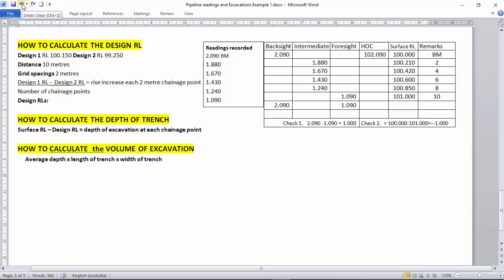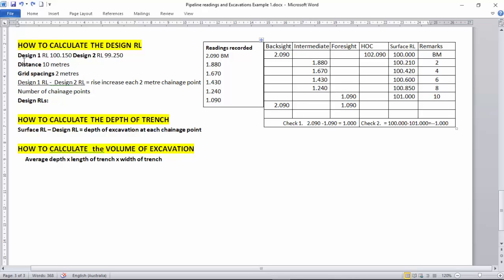Then we move on to how to calculate the design RL. Now a design RL could be a pit, so in this instance design RL 100.15 is a pit. Then we have another one, design 2 RL, which could be another pit, and this is the RL, the height: 99.25 for the second pit and 100.15 for the first pit. The distance between these two pits is 10 metres and the grid spacing is 2 metres.